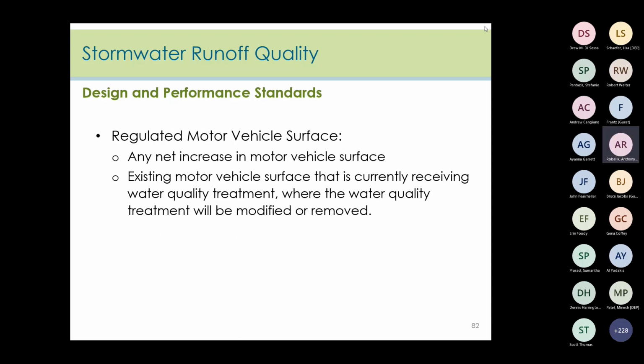So, a little about regulated motor vehicle surface. Regulated motor vehicle surface can mean more than just a brand new paved parking lot. It also includes pervious areas that are intended to be used by motor vehicles. Additionally, motor vehicle surface that is currently receiving water quality treatment by vegetation or soil, by an existing stormwater management measure, or by treatment at a wastewater treatment plant, where the water quality treatment will be modified or removed, is also considered regulated motor vehicle surface.